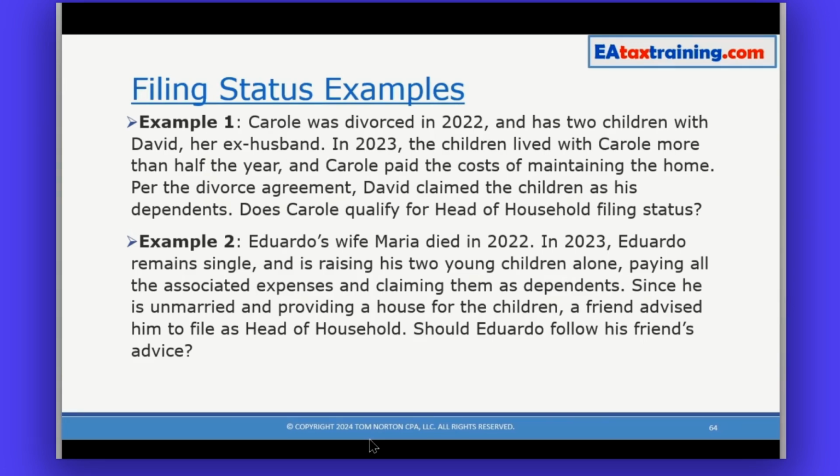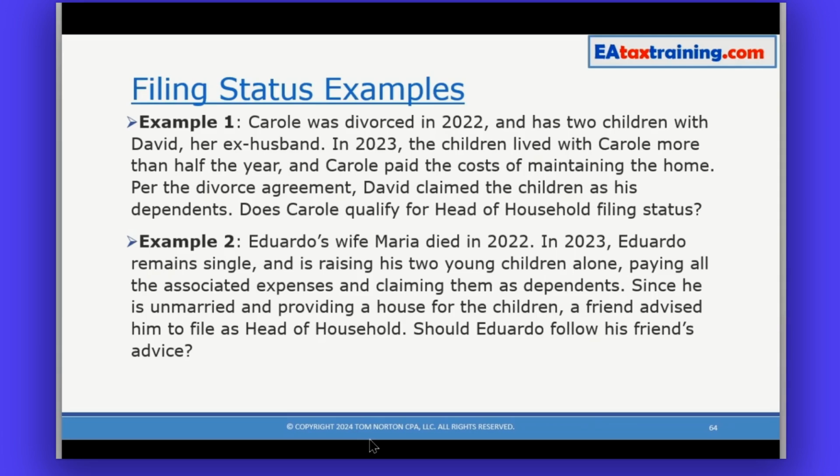Example 2, Eduardo's wife Maria died in 2022. In 2023, he's still single. He's raising his 2 young children alone. He's paying all of their expenses. He's claiming them as dependents. He is unmarried and he's providing a house for the children. So a friend of Eduardo's advises him to file as head of household. Should Eduardo follow his friend's advice?